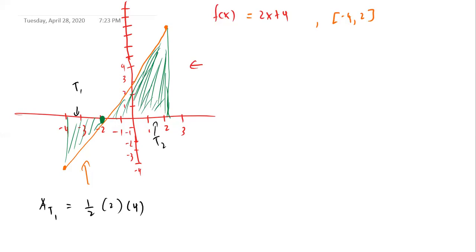So the area total is 2 times 1/2 is 1, times 4 is 4. So that's for the triangle T1. Now let's calculate the area of triangle T2.